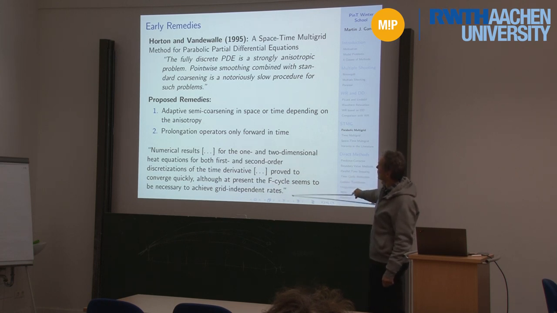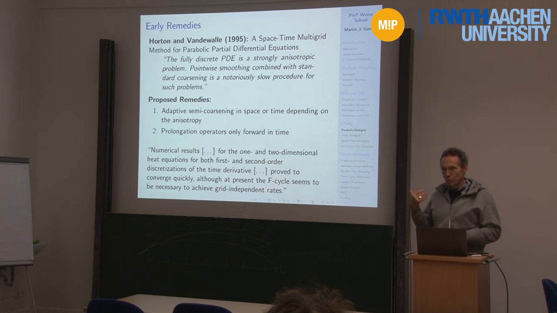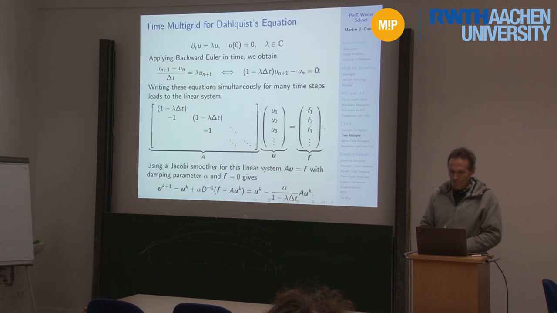And they get numerical results for the one and two dimensional heat equations, of both first and second order discretization of the time derivative, that prove to converge quickly, although at present the F cycle seems to be necessary to achieve grid independent rates. So they do not quite get multigrid performance from this algorithm. They try to fix it with multigrid techniques, but they cannot quite get full multigrid performance.